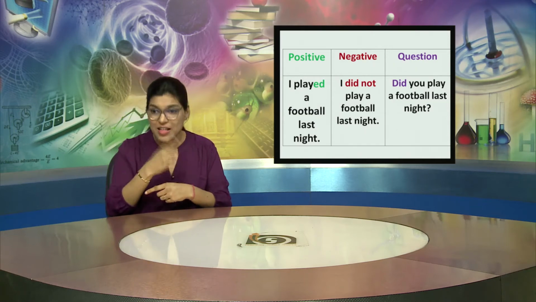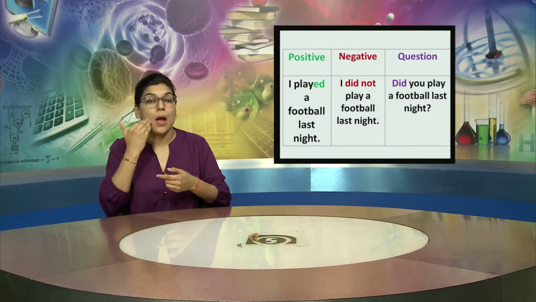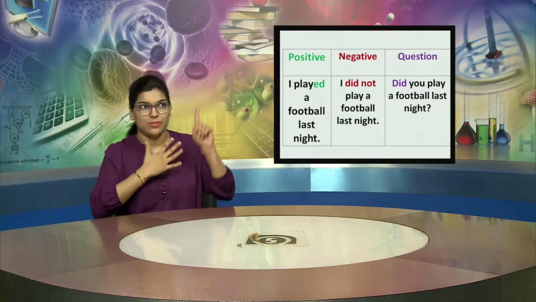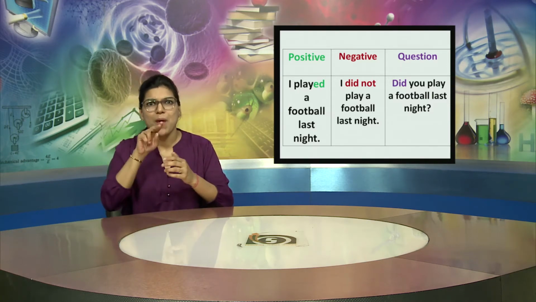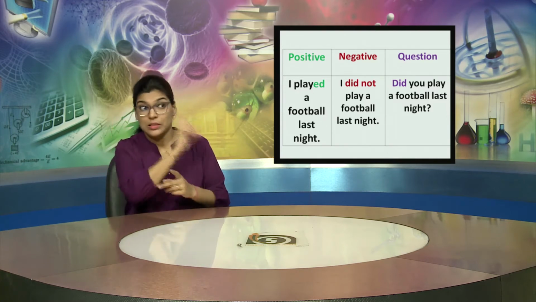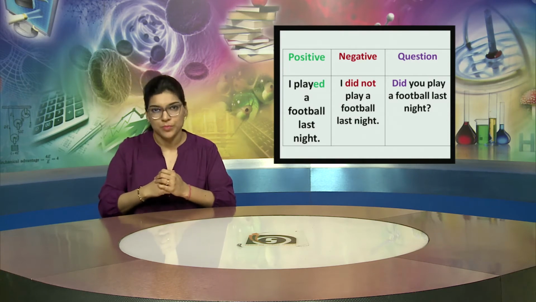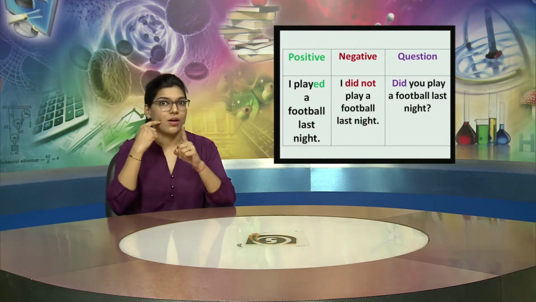So, accordingly we will use played for the past work, and in green you can see ed has been used. That is an example of simple past. Now, let us understand the negative statement.